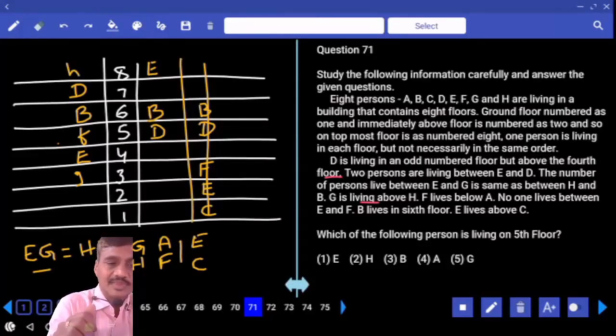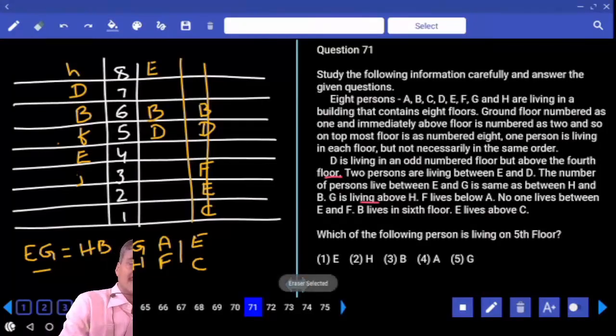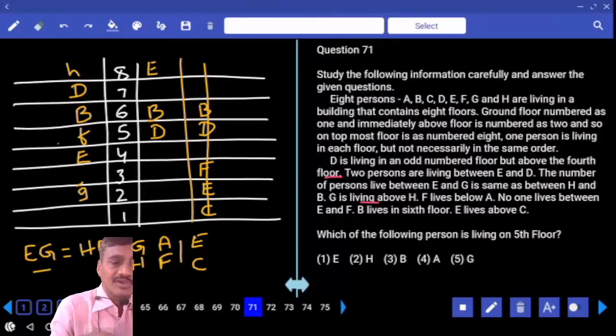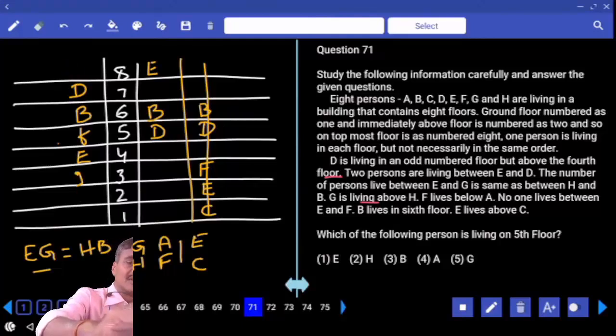Can H be here? Between H and B there is exactly 1 person, so between E and G there must be exactly 1 person. Is that possible or not? Now G, can you have G at this place or not? E and G have 1 person between them. And out of it, G must be above H, which is not possible. As G above H is not possible, we cannot have H at this place as well. Then what is the other possibility we have?